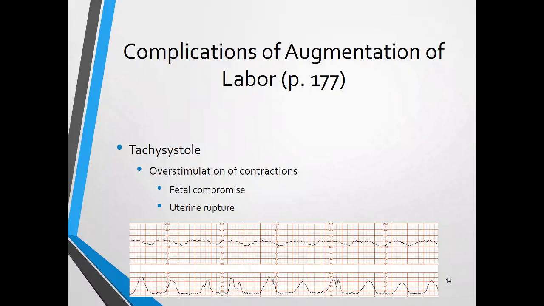So here's a picture of what it looks like to be tachysystole, when there's an overstimulation of contractions. If you see on the bottom there with the contractions going, it looks like every 1 to 1.5 minutes. So that's too much going on.